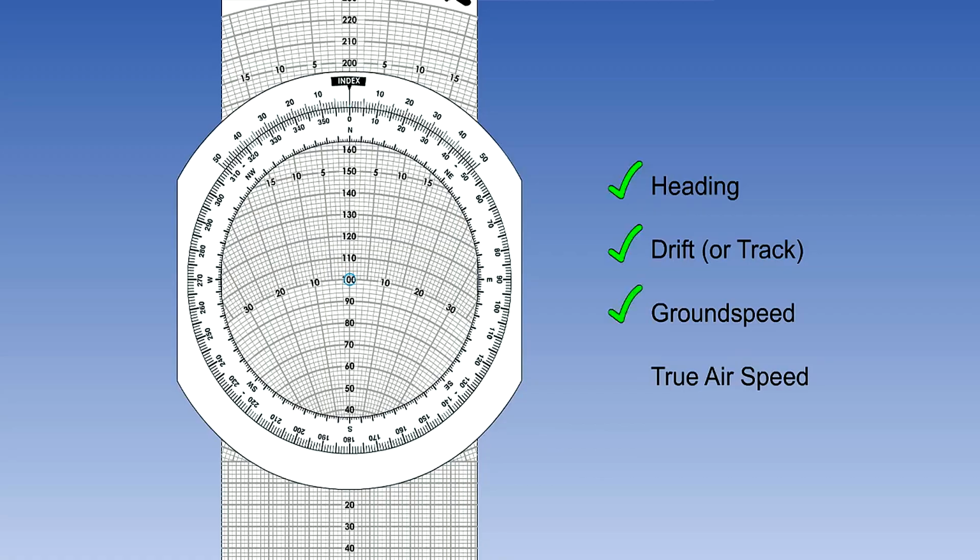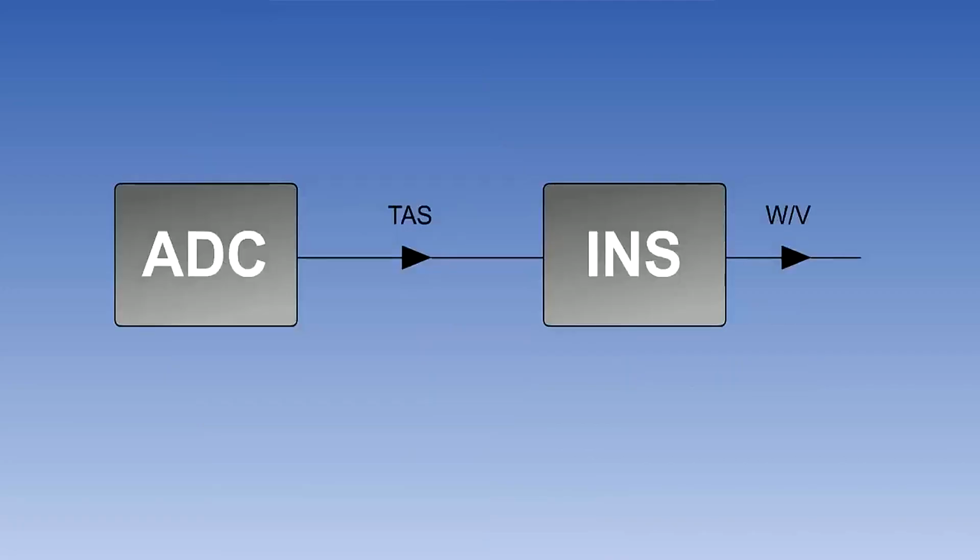The INS generates the first 3 itself. It is necessary to have an input of TAS from another source in order to calculate wind velocity. On its own, INS has no facility for calculating TAS. However, any aircraft which has an avionics suite sophisticated enough to include an INS will also include an air data computer which will provide the TAS to the INS.